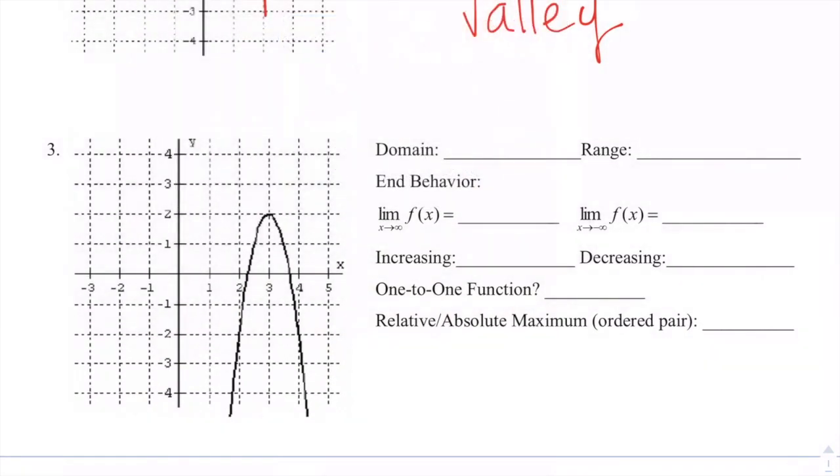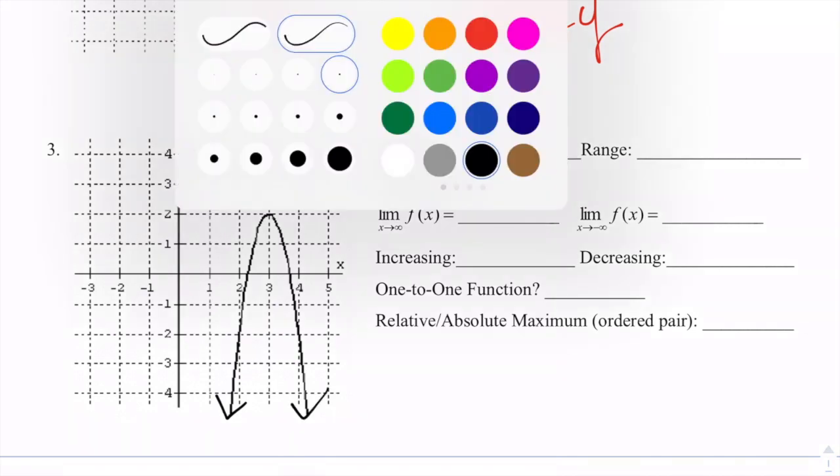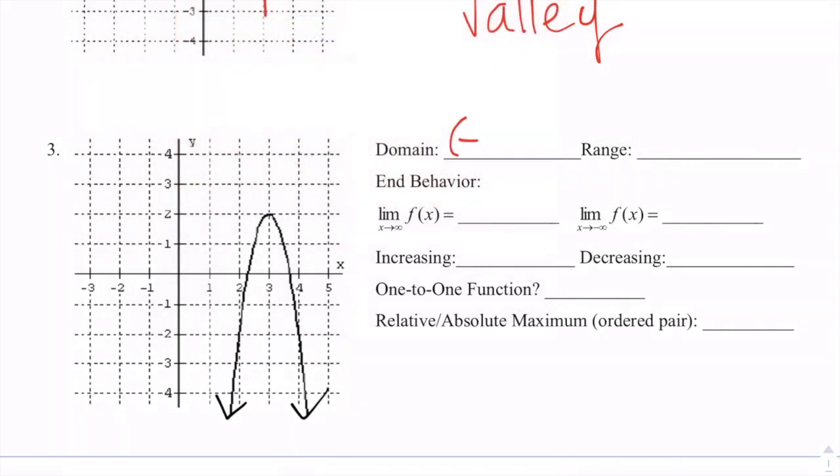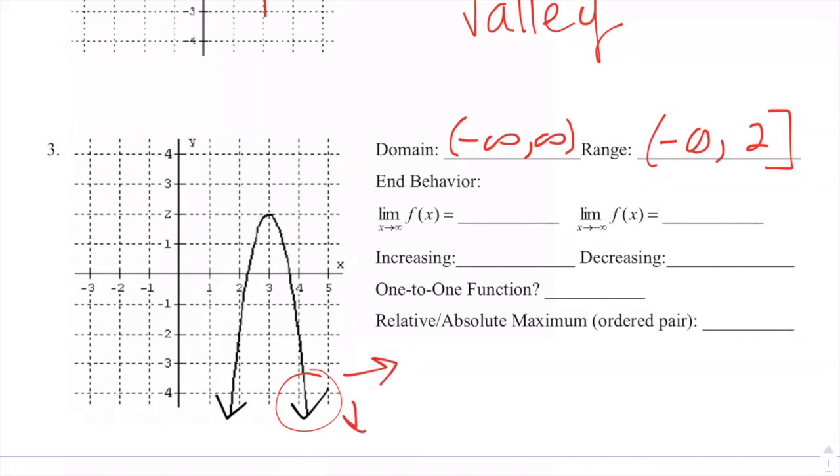We have another parabola here with a domain of negative infinity to infinity and a range from negative infinity to 2. Our end behavior, so the limit as x goes to infinity is going to be the right side here. So as we go right, we go down, and so we're going to negative infinity. And then the limit as x goes to negative infinity is the left side here, and as we go left, we go down, so that's also negative infinity.